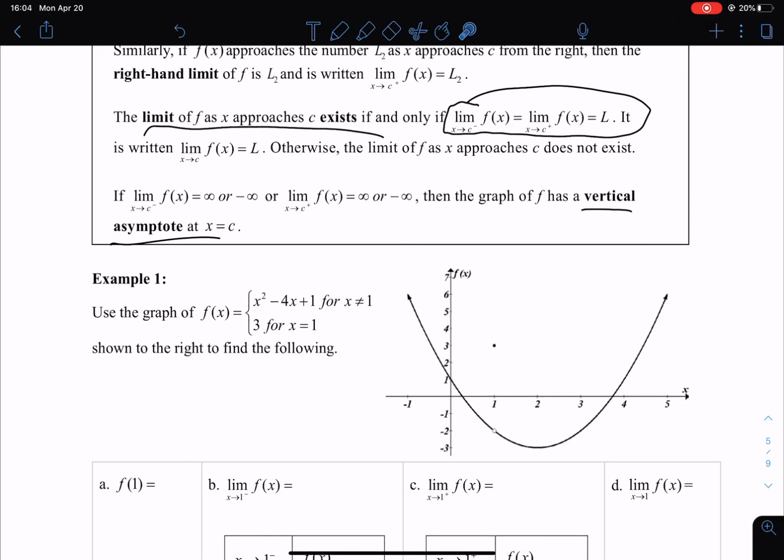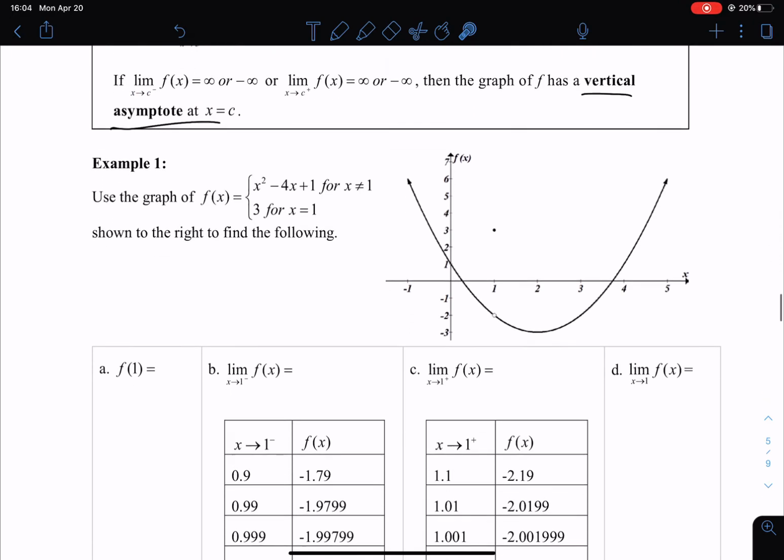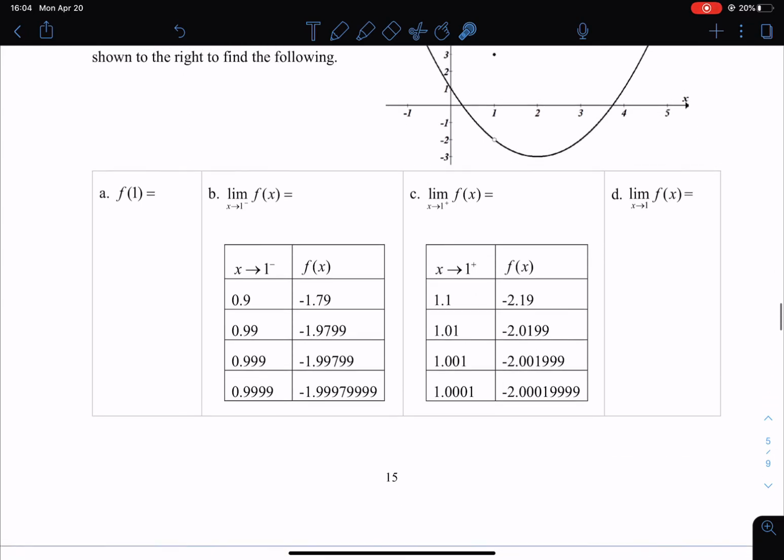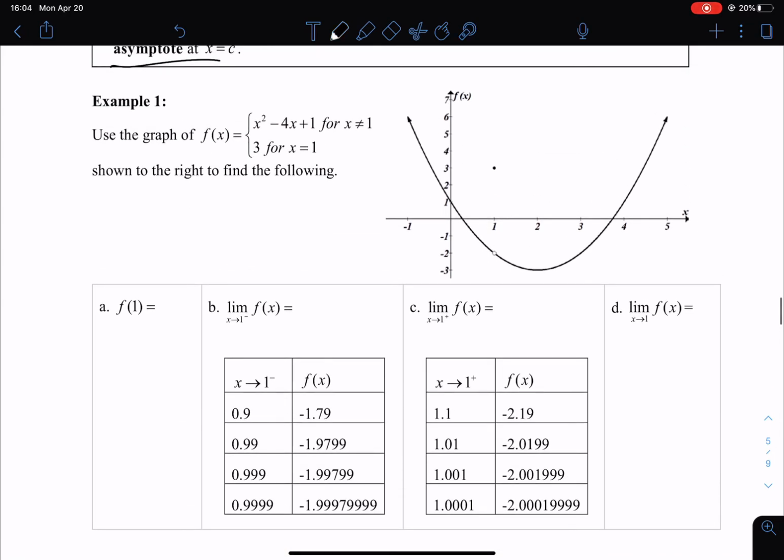So for the vertical asymptote, from here you can see it's x equals to something. For this one, we are just going to talk about example 1. For example 1, f of 1. If you try to draw a vertical line, we have two intersections. But this one is a hole. That means the function is not defined here. We have to find the point. So the function value f of 1 is just a 3.